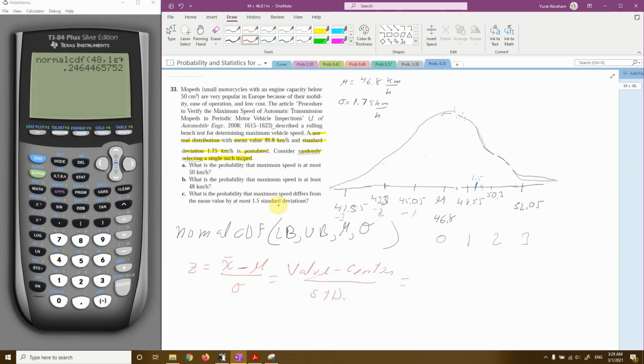This problem is really asking what is the probability that the maximum speed differs from the mean value by at most 1.5 standard deviations. So I believe they're asking for this one right here, to be honest, because I didn't look this one up. I'm sorry about that, guys. So yes, they want to subtract this number minus this number.